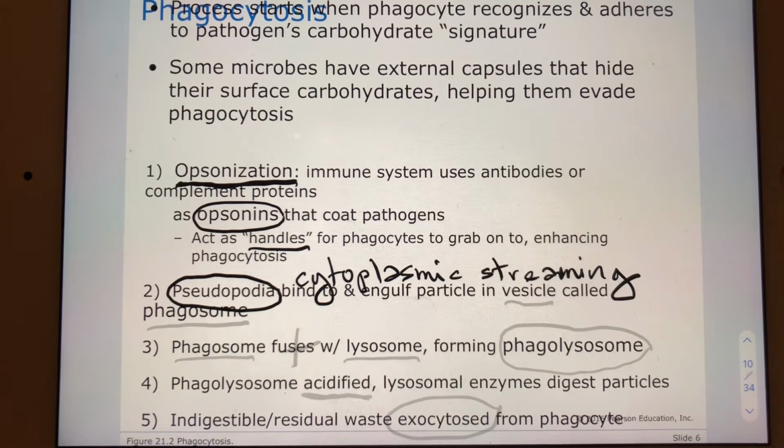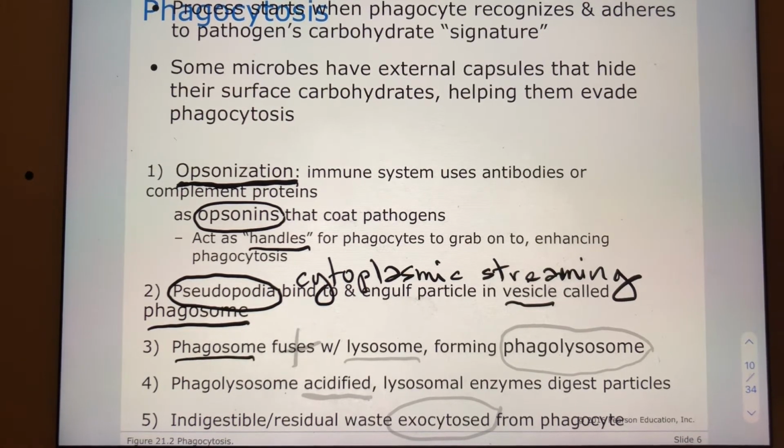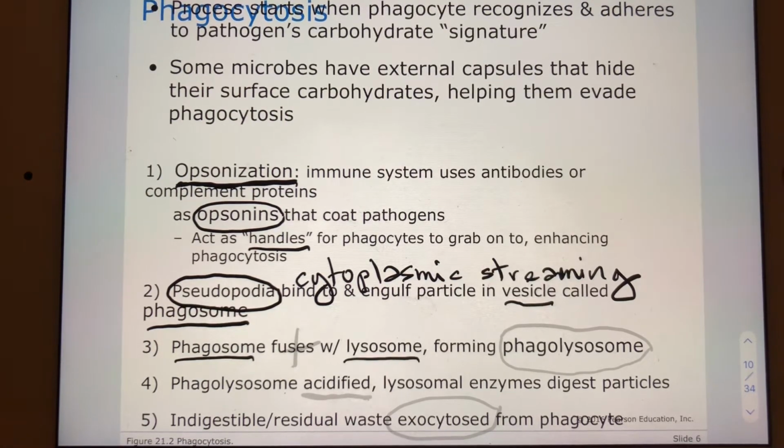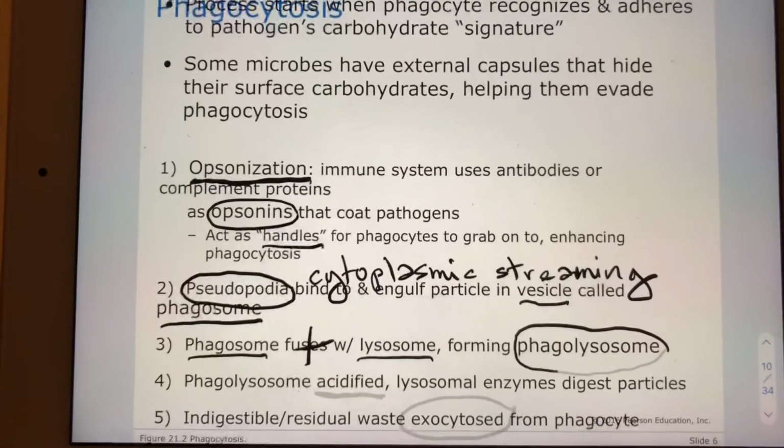The second step is to reach out, okay? Grab and engulf that particle, that antigen, that pathogen, whatever it may be, and place it into a vesicle, which is called a phagosome. Inside the phagocyte, the phagosome will fuse with a lysosome, and you already know that a lysosome contains digestive enzymes. Together, phagosome and lysosome form the phagolysosome.